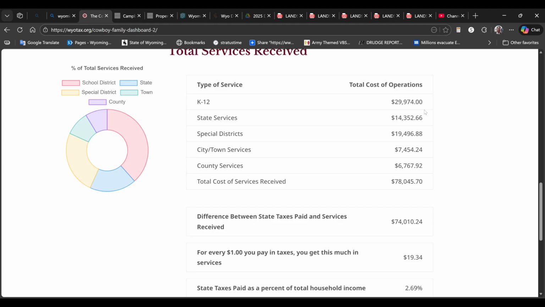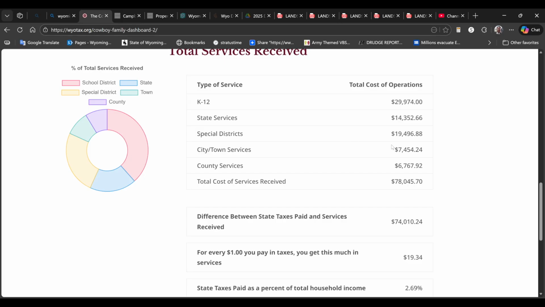And that pays for all of your state government. That pays for your courts, for instance. That pays for game and fish. That pays for your Wyoming Department of Transportation, so your roads and things like that. It pays for the governor's office. It pays for the legislature. It pays for all of state government, right? And those services, you add them all up as far as what you would get as a dollar amount, and it's $14,000 thereabouts.